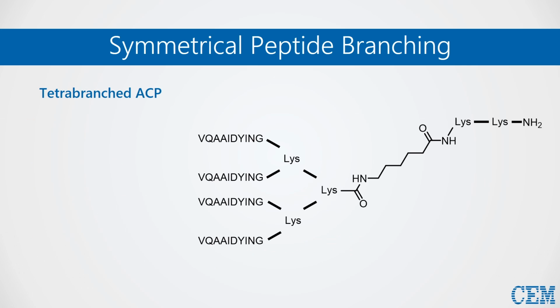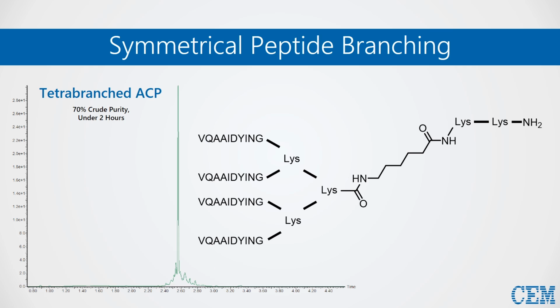Using this approach, we synthesized this tetrabranched ACP peptide. The peptide was furnished in 70% crude purity and in under 2 hours. No specialized cycles or methods were required for this impressive molecule, and all standard single coupling methods were employed. Of note, because 25 micromole of resin was used, 100 micromole scale settings were employed to ensure adequate reagent delivery.